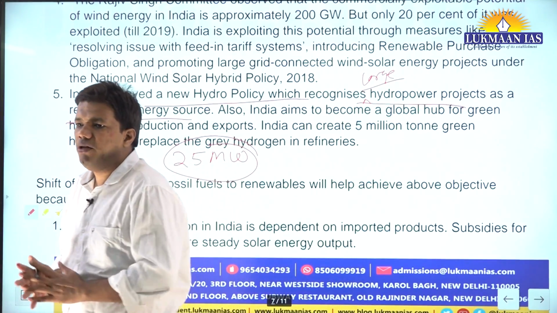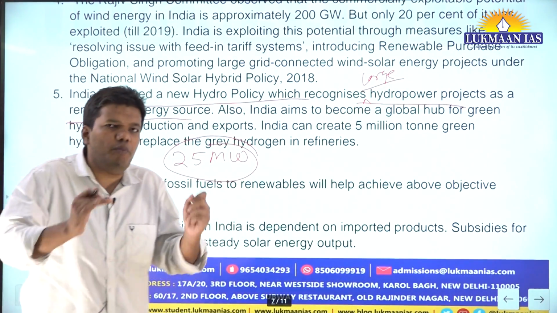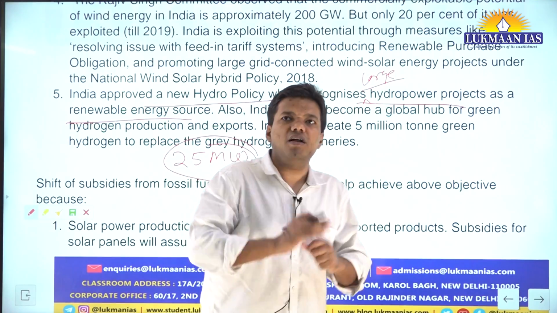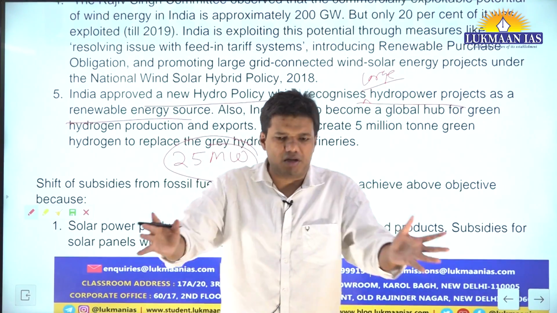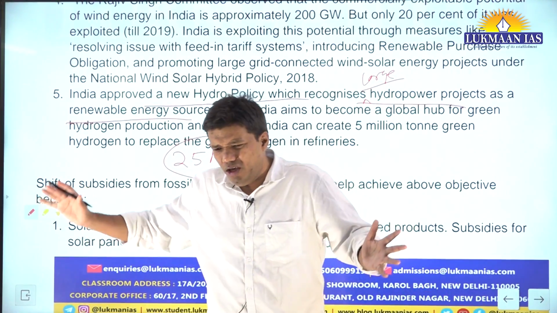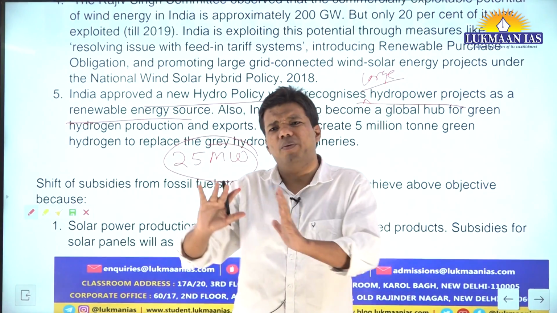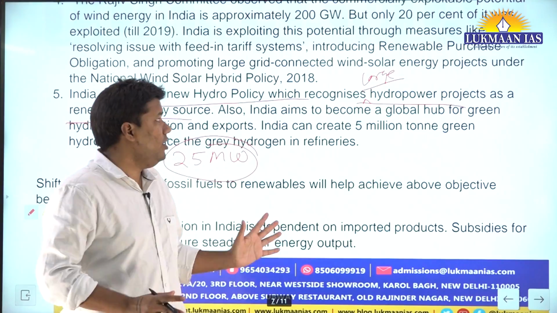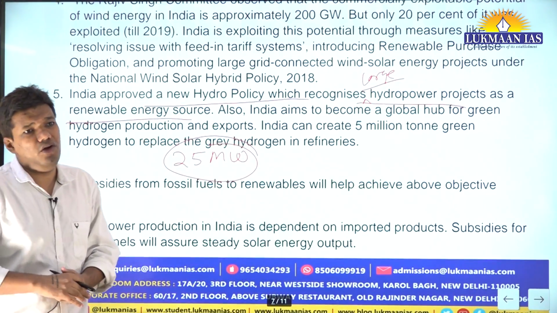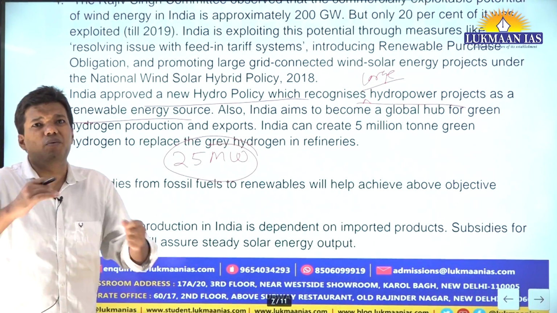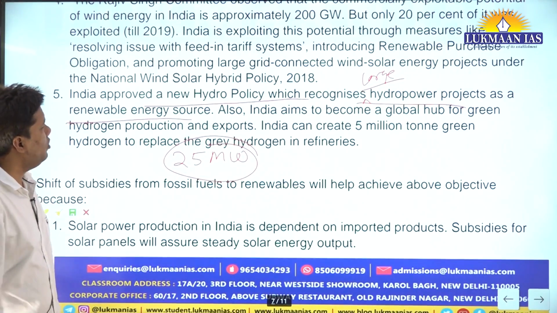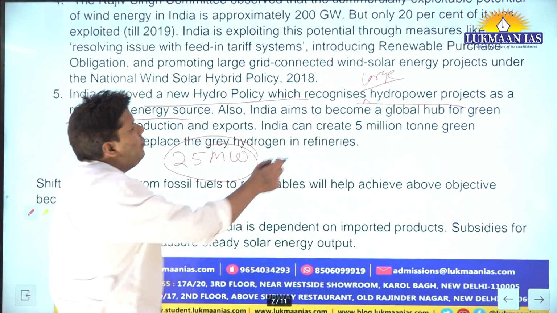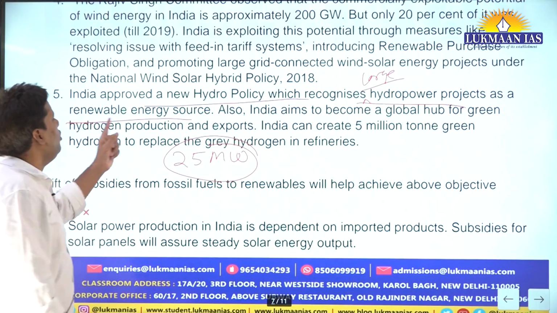So what was the general understanding: if it is a small project, then it might be considered, let's say it will serve the community, local need, it will not spoil the river course, then it can be considered a renewable energy source. But to consider a large hydro project as part of renewable energy source, that's a big, debatable question. So what this new hydro policy is trying to do to promote hydropower, they're bringing large hydro projects also as a renewable energy source.